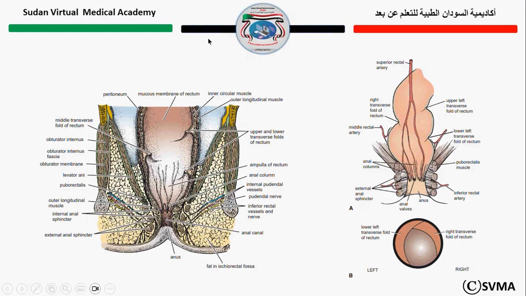So the rectum starts where the sigmoid colon ends, in front of the third sacral vertebra, and ends where it pierces the pelvic diaphragm, because this is the end of the pelvis and the start of the perineum. We will study the anal canal when we study the perineum, but for now the rectum ends by piercing the pelvic diaphragm to become the anal canal.